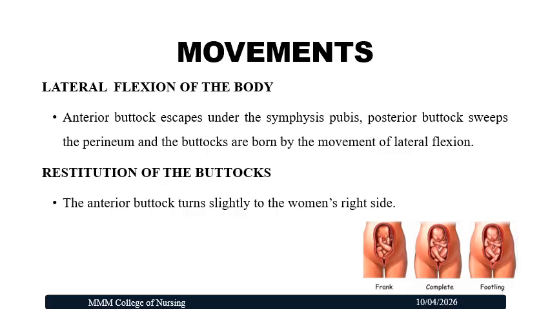As I told you earlier, the bitrochanteric diameter is now in the antero-posterior diameter of the pelvic outlet. Next is lateral flexion of the body. Anterior buttock escapes under the symphysis pubis. Posterior buttock sweeps the perineum and the buttocks are born by the movement of lateral flexion.